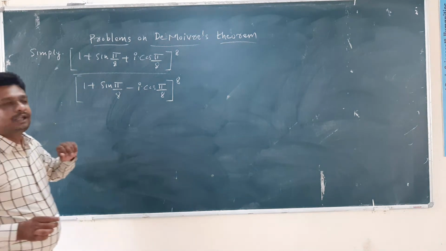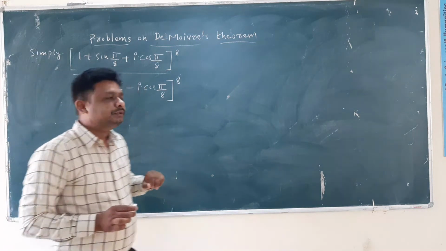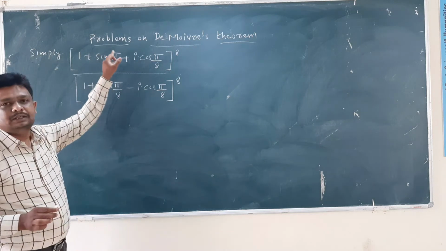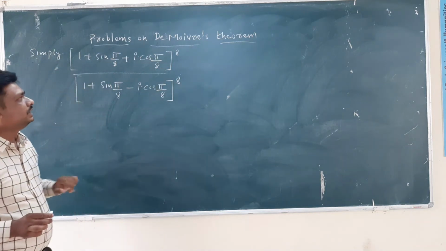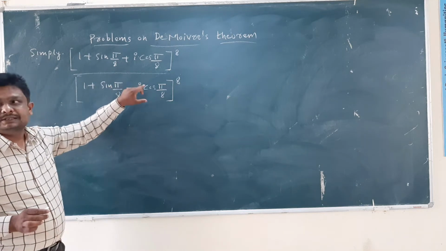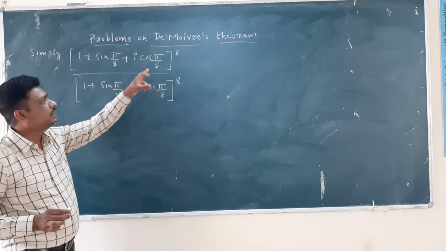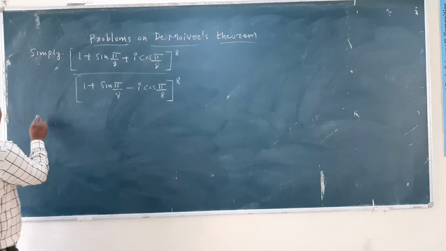Here I cannot apply De Moivre's theorem directly because the sine is real and cos is imaginary. So for that I will apply allied angles and convert this sine to cos and cos to sine. Solution.